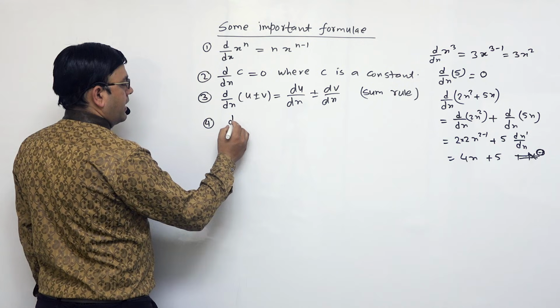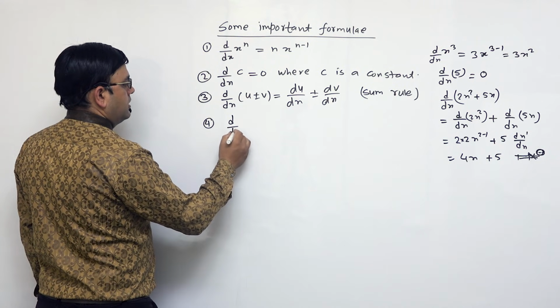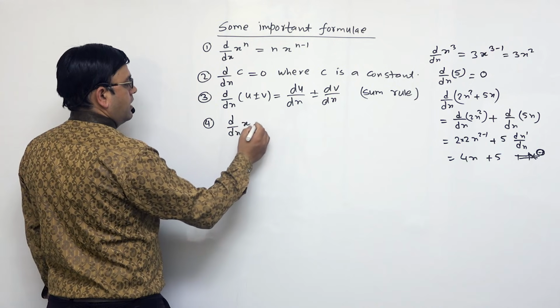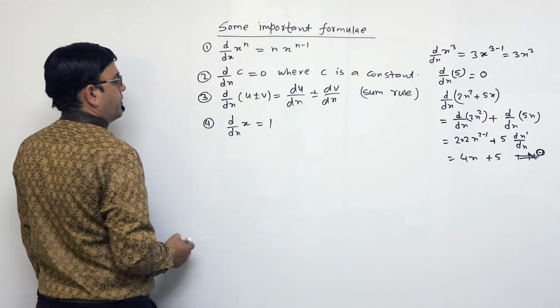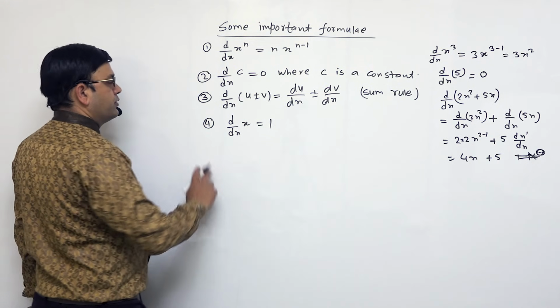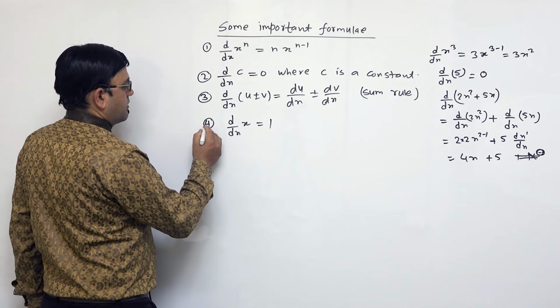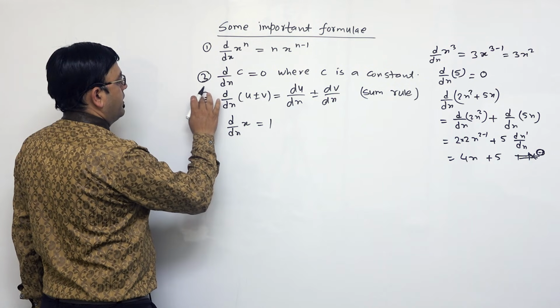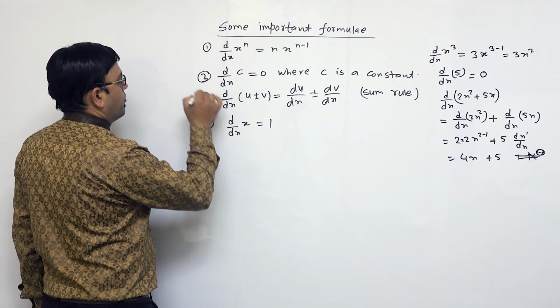d by dx of x, how much will it be? d by dx of x is equal to 1. We saw that there, this is also a formula. We can also put this as number 2 like this. If we put this as number 2, we can write this as number 3, and then we can make this one number 4 like this.